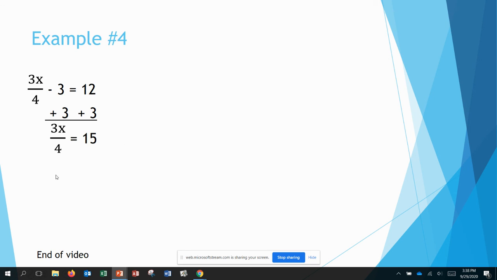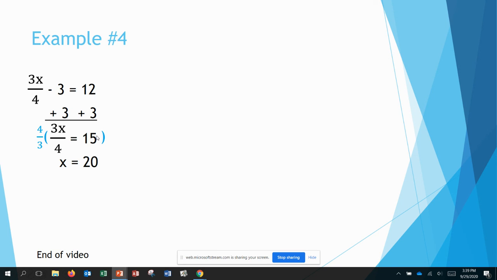Now, this is really 3/4 x. How do we deal with multiplying by a fraction? If you remember, what we're going to do is multiply by the reciprocal. The reciprocal is when we flip the numerator and denominator of our fraction, giving us 4/3. 4/3 times this entire thing is 20. Make sure you multiply by the reciprocal.